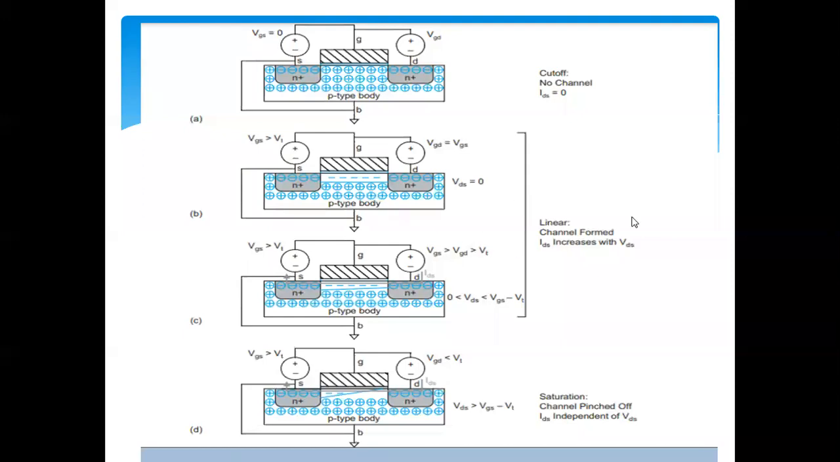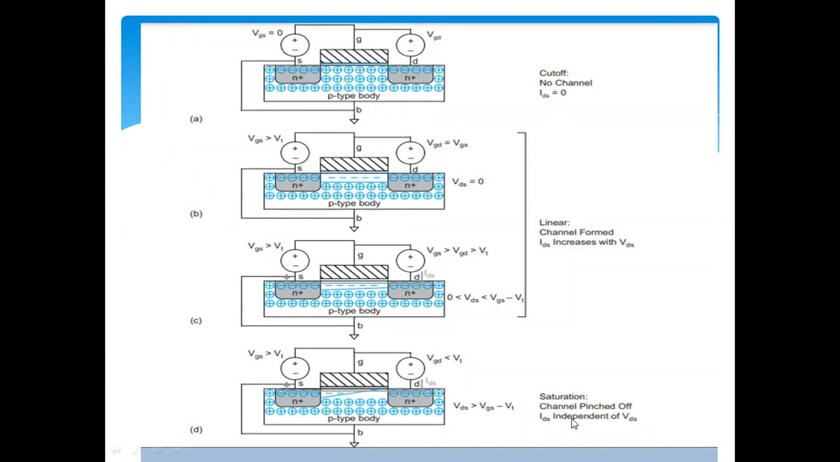This is the linear region, or you can say ohmic region. Now if you still increase that positive voltage, the condition will reach where the channel no longer exists, and that condition is called the pinch off condition. At pinch off, IDS will remain constant, that means it is now independent of VDS. If you increase VDS now, IDS will not increase, it will remain constant after this pinch off condition. And this happens in the saturation region, right?